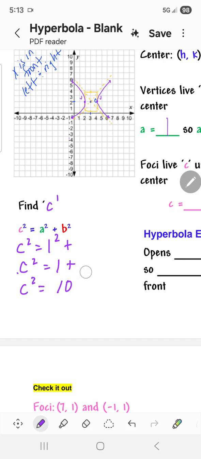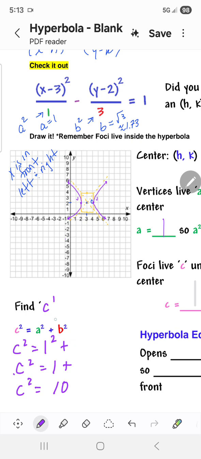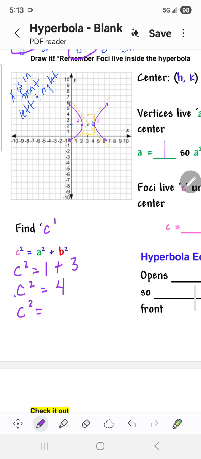Oh, no, my bad. It's 1 squared plus b squared. Let me try this again. A squared is 1, b squared is 3. So I have 1 plus 3. There we go, that's better. So c squared is 4. So c is going to be the square root, plus or minus, of 4. So that's going to give me plus or minus 2.